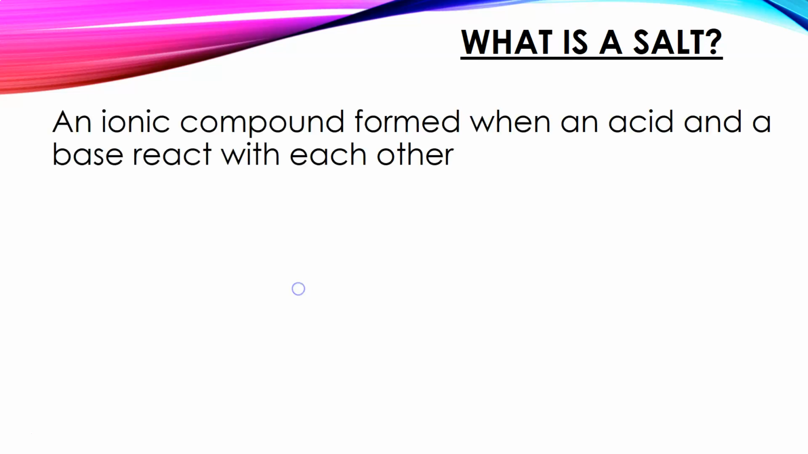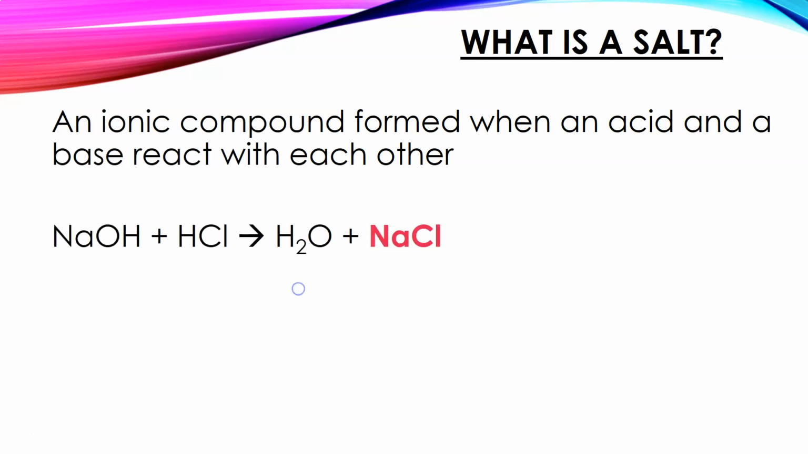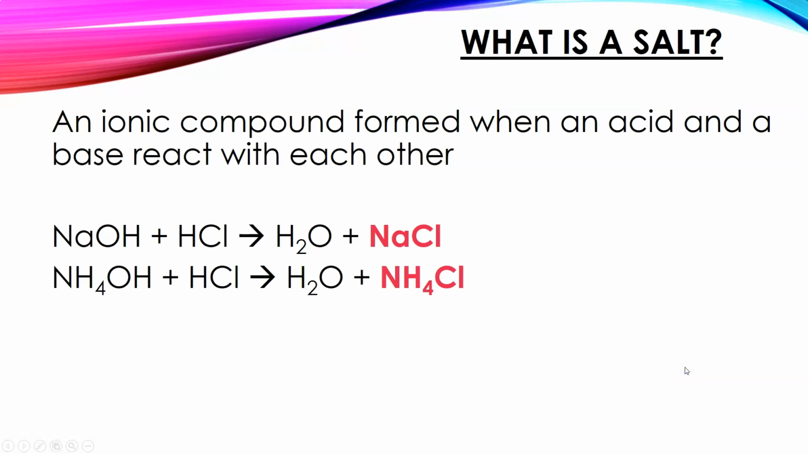So a salt is an ionic compound that's formed when an acid and a base react with each other. For example, if we have sodium hydroxide and hydrochloric acid, we get water and what we think of as table salt, sodium chloride. So that's just one example. Here's another example. You see that you still get water and you get a salt compound.